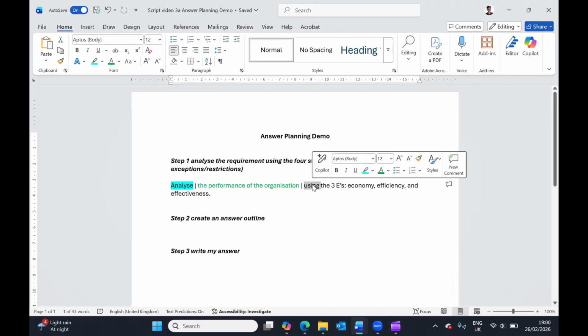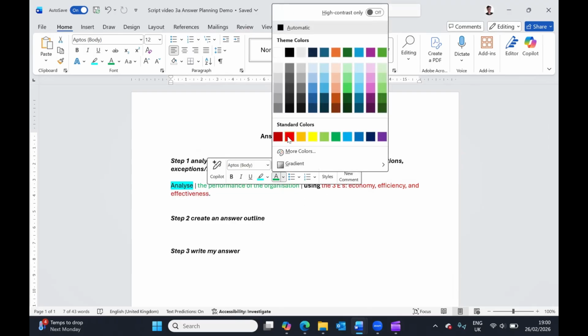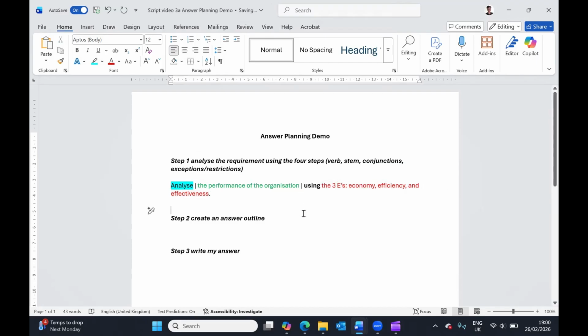And then I have another clue in the requirements, and that is under the category of conjunctions, because this is going to be telling me any methods that I must utilize. So here we see using, so that's giving me direction. And then it gives me the exceptions or the restrictions. And that is, I'm just going to put a different color. It doesn't matter what you use to annotate it.